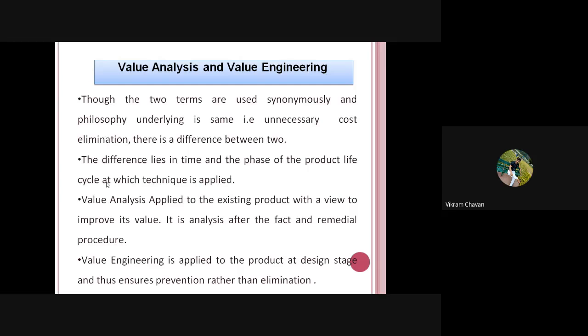Okay, though the two terms are used synonymously and the underlying philosophy is the same. Okay, for both terms, the philosophy is to reduce or eliminate the unnecessary cost. Okay, but there is a lot of difference between these two terminologies, that is nothing but value engineering and value analysis. So what is meant by value analysis? Okay, so value analysis, consider that any product is launched in a market.